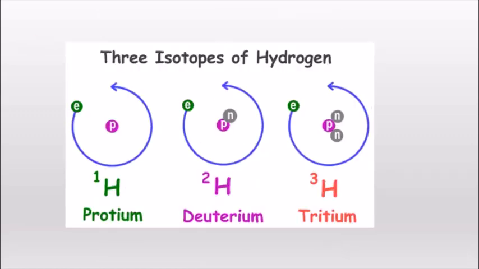Now, another important term is isotopes. For isotopes, you need to again remember about atomic number and atomic mass number. First, what is atomic number? Atomic number is denoted by Z. It is the number of electrons or protons in an atom.